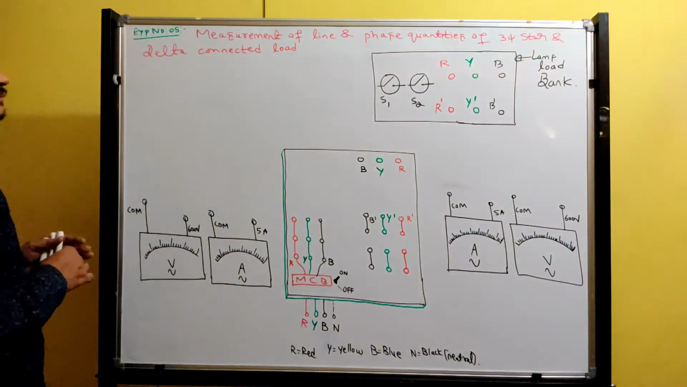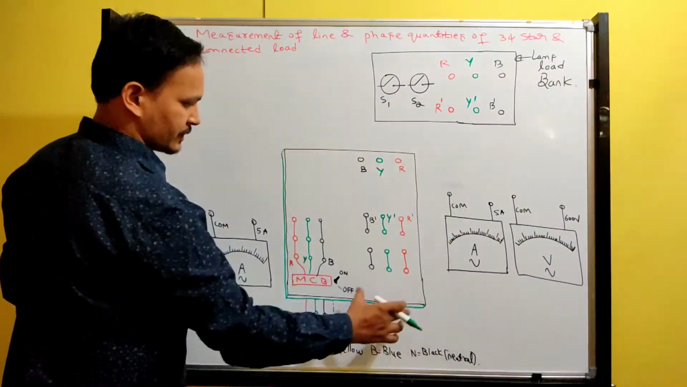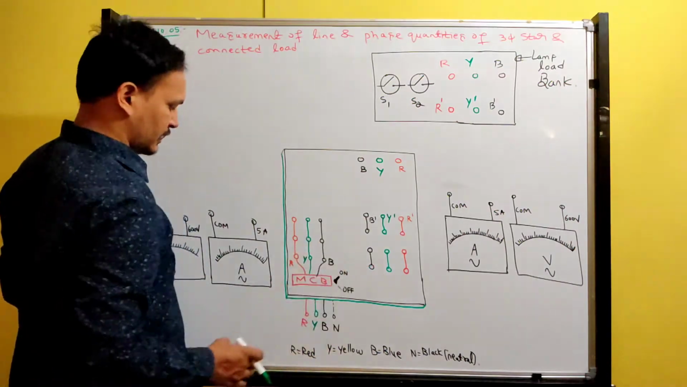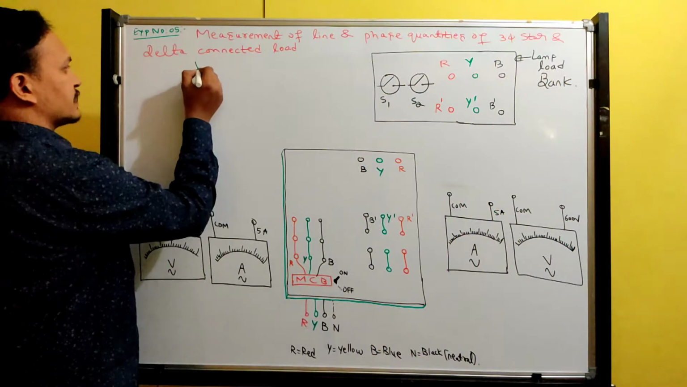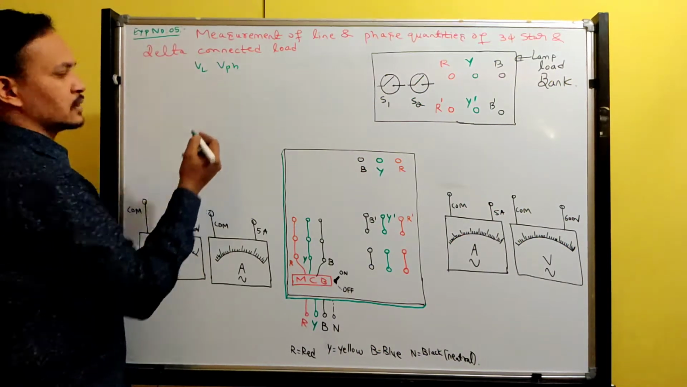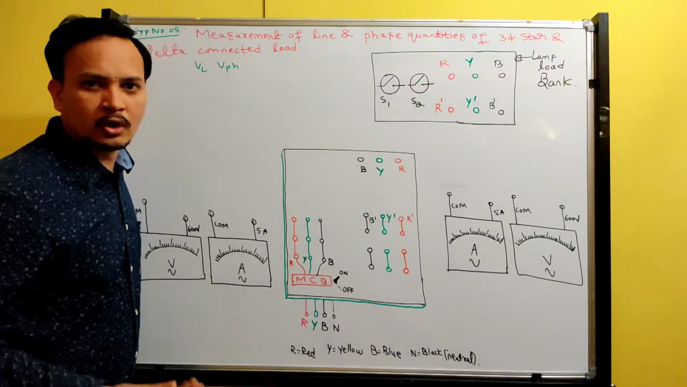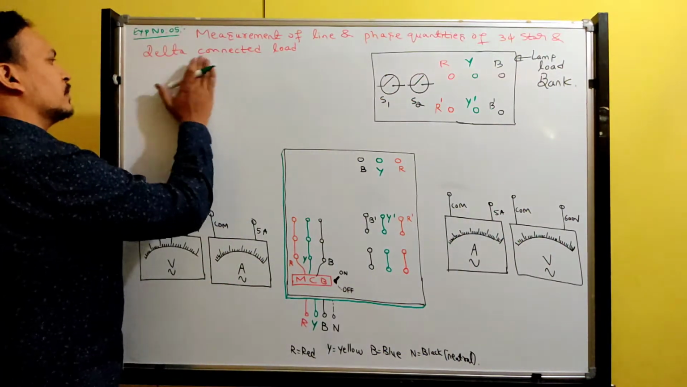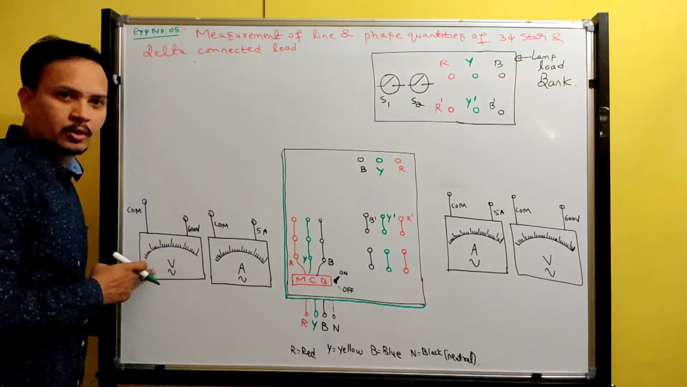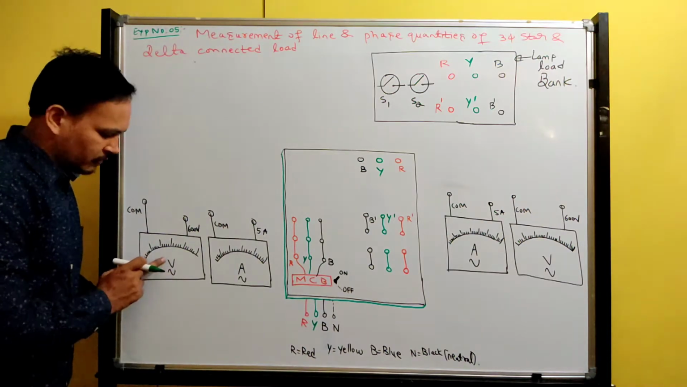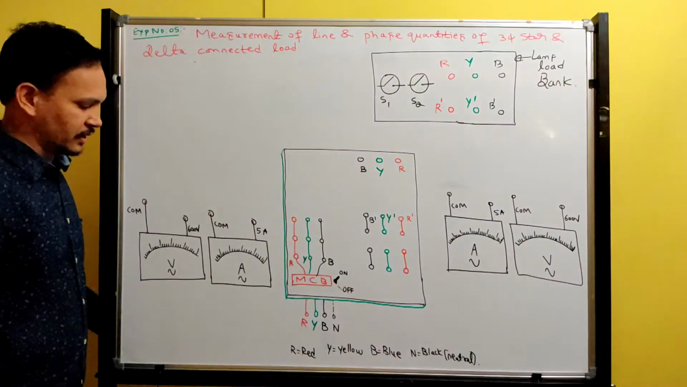Okay, let's see how to do the connections. So we have a three-phase circuit board, that is called a test kit, and we need instruments. See, there are two voltages, line voltage and phase voltage. In order to measure line and phase voltage, obviously we have to take 2 voltmeters. Since we are working on AC supply, we need AC voltmeters. One voltmeter will measure line voltage, another voltmeter will measure phase voltage.